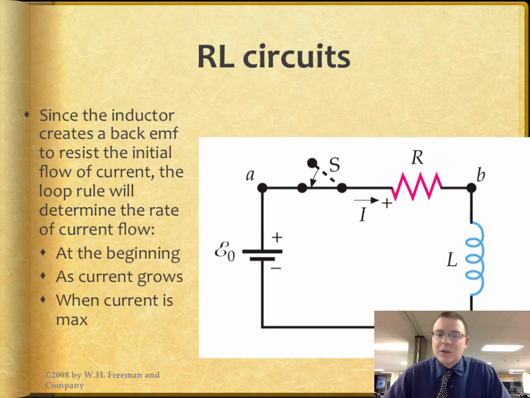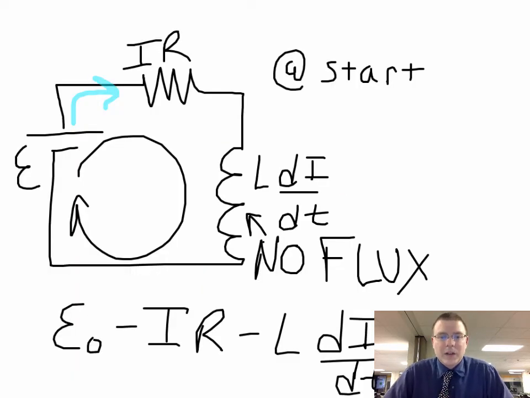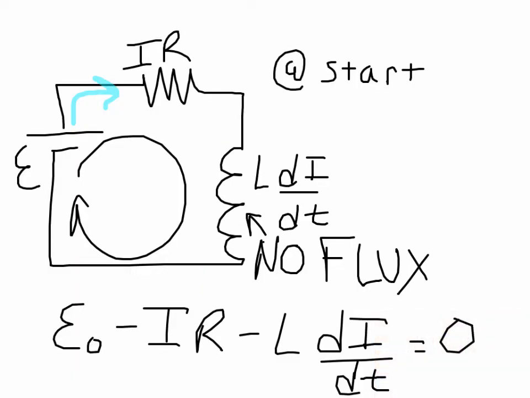So some of the places we're going to be concerned with are at the beginning, as the current grows, and when current is max. So here we are with our circuit, and we made a Kirchhoff loop. Down at the bottom, it's voltage minus IR minus L di/dt.